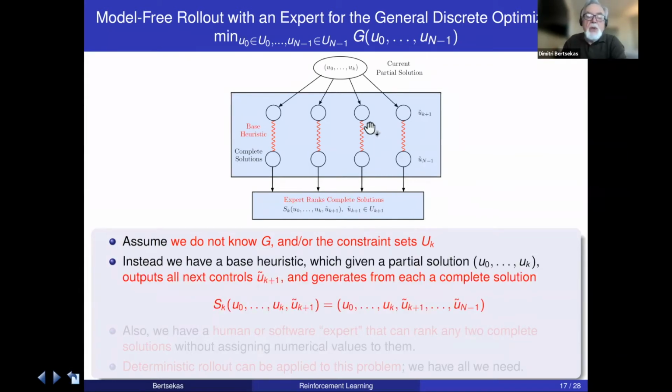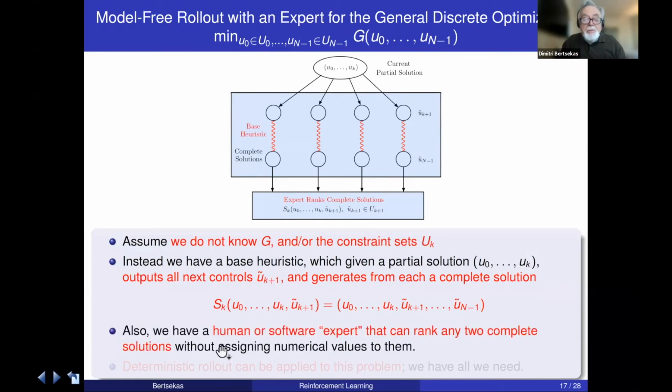So here's what we do. We do not know G. We do not know the constraint sets, but instead we have computer software that will do the following for us. Given a partial solution, U0 to Uk, this software outputs all the next controls that satisfy the constraints and generates from each one a complete solution. Picks U tilde k plus 1 and completes the solution all the way to the end.